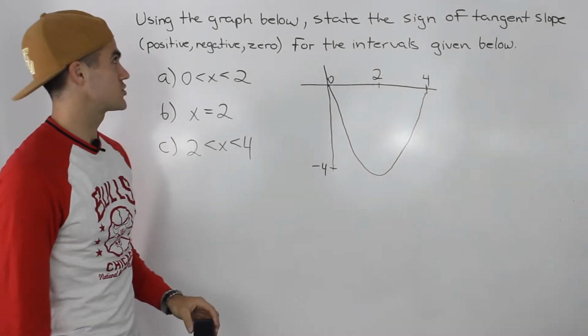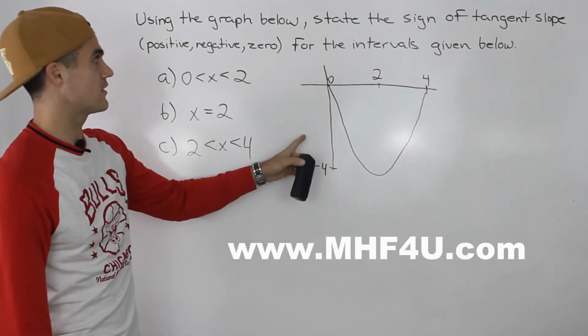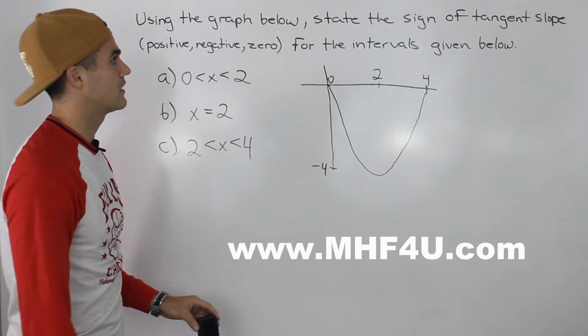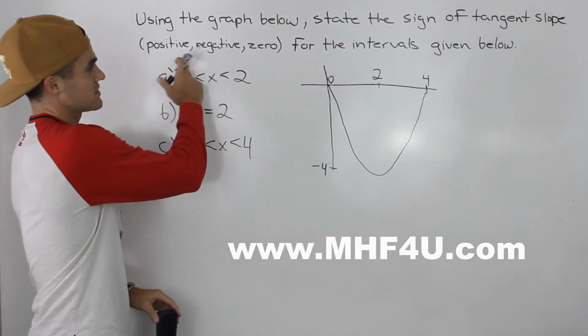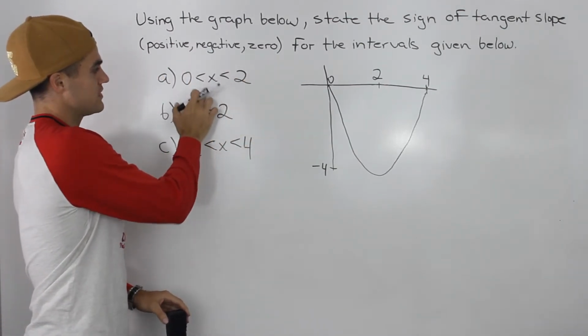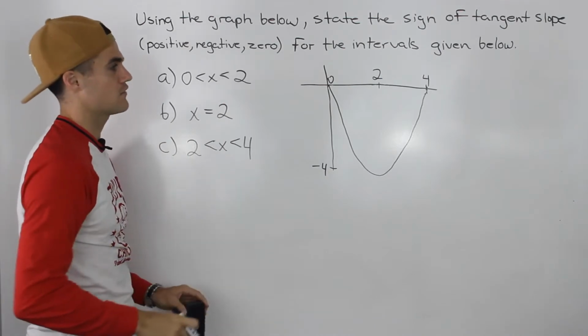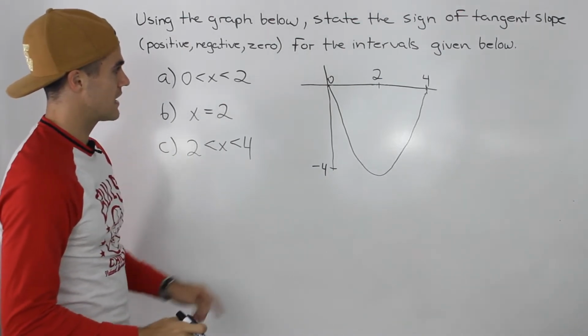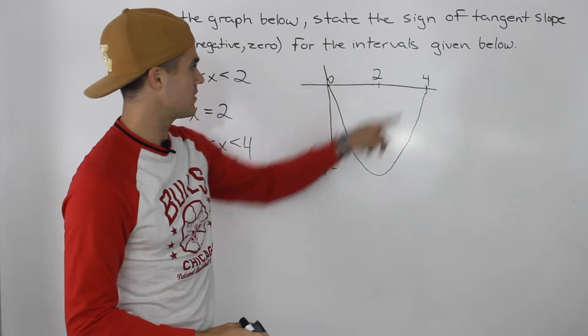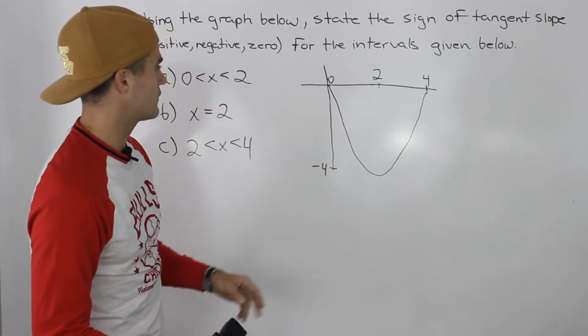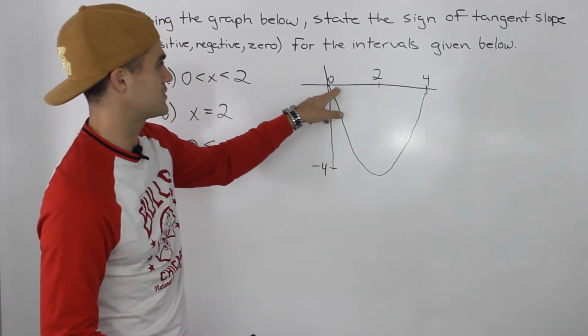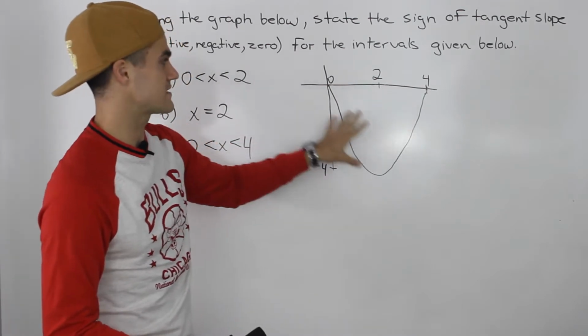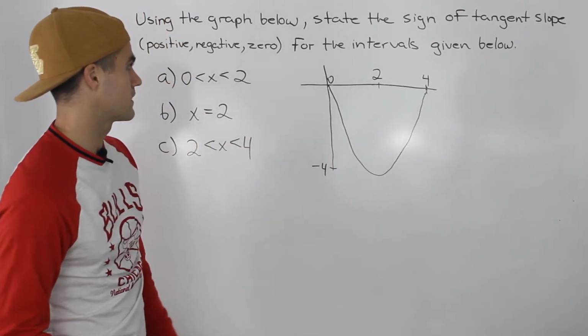Moving on to the next question. So we have this graph here, and we have to state the sign of the tangent slope, whether it's positive, negative, or zero, for these three intervals that are given. Notice how this is sort of like a parabola shape here, and we have it from x value 0 to 4, right? That's the interval that we are working with.